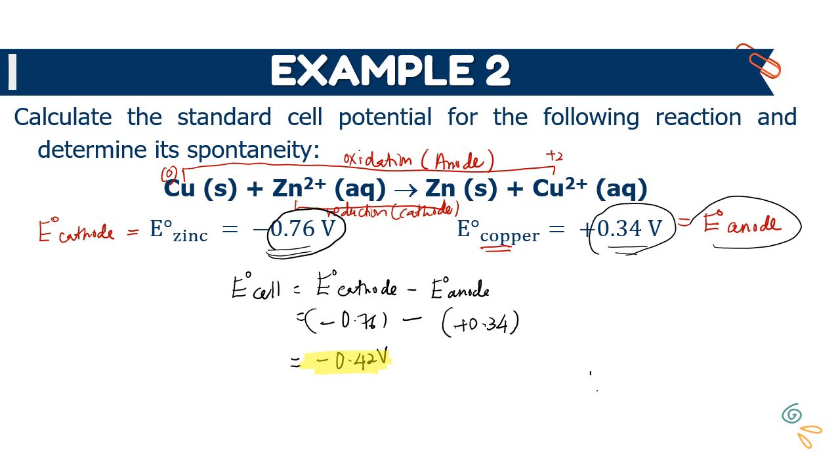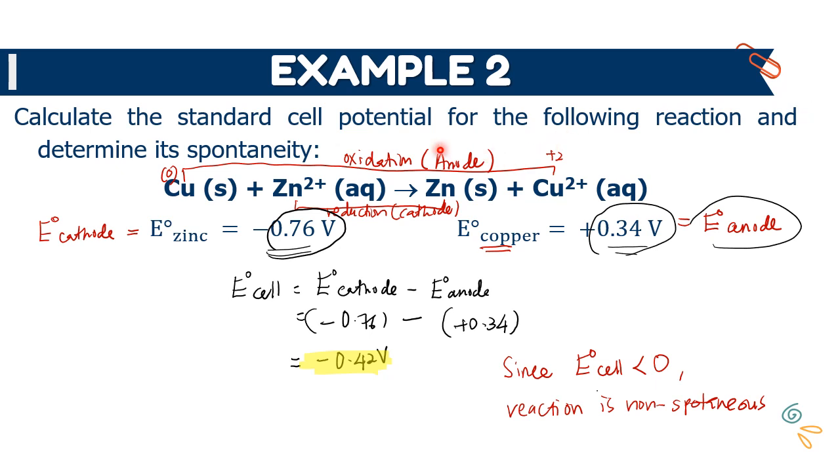So what does this mean? If you get a negative value, make a conclusion statement that since E naught cell is less than 0, so what does it mean? Reaction is non-spontaneous. Yes, so you will write down like this. This is the question that you will get in exam.